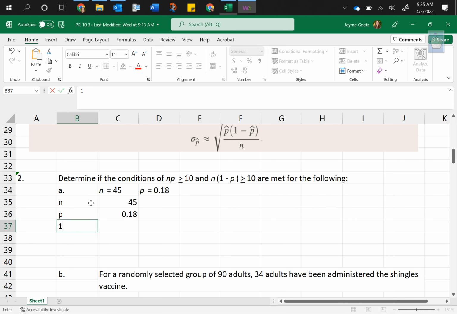And then I'm going to go 1 minus P equals 1 minus that 0.18. Okay, so what I've done here is I've literally just listed them in their own cell so I can use them. Okay?